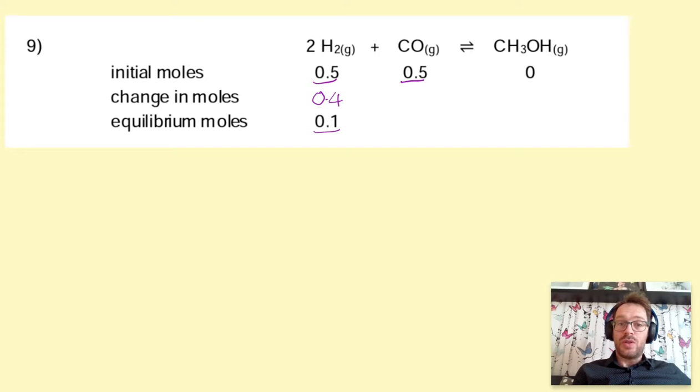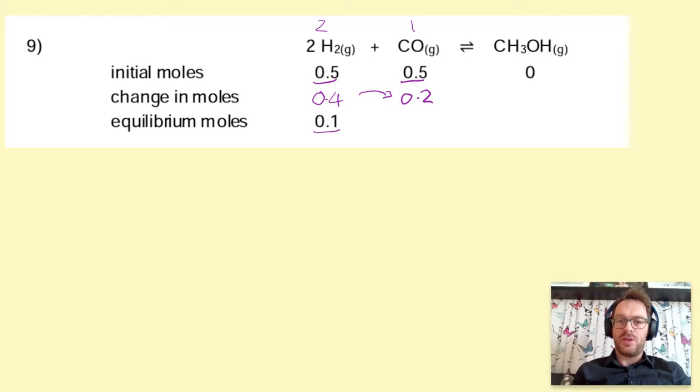Next step is we can use that to figure out how much of the CO we must have used. We need to use the ratio of the reaction, so it's a 2-to-1 reaction. So if we've used 0.4 of that, we use 0.2 of that, so it's half of the CO. And then we can get the equilibrium moles for the carbon monoxide by looking at how much must be left after it's used, and it's just the difference between those two. So we've got 0.3 moles.